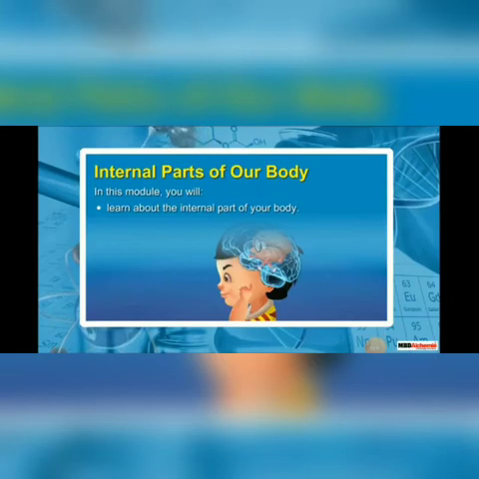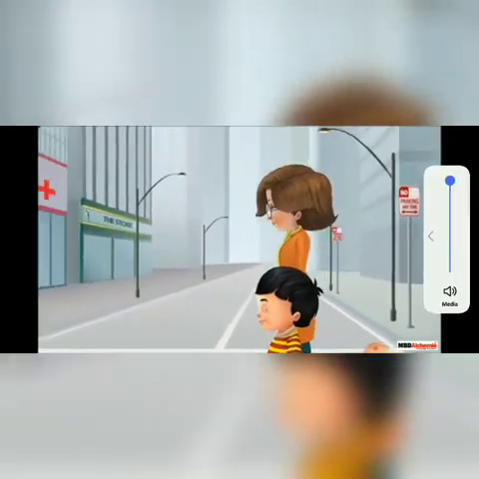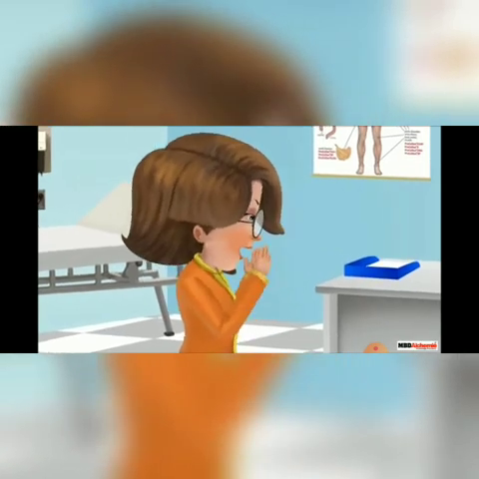In this module, you will learn about the internal parts of your body. Today, Sid is at his family doctor's clinic with his mother. His mother has been coughing for 2 days now.